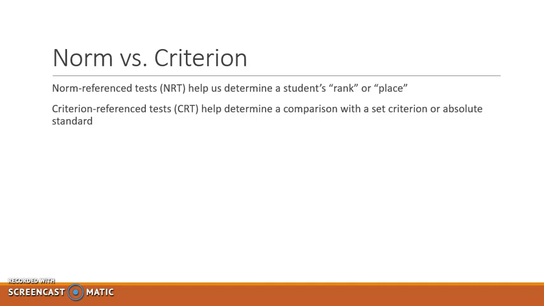A norm-referenced test provides information that compares one student to another. A criterion-referenced test shows a student's proficiency or mastery of skills by comparing his or her performance to a set or established standard. Both types of tests have their own set of uses.